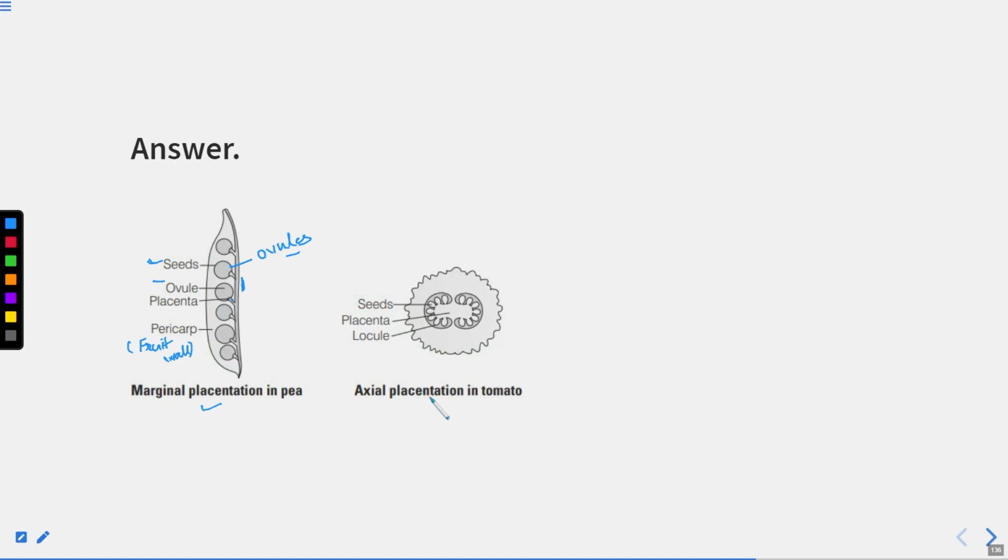Now let's talk about the tomato plant. In tomato plant, axile placentation is seen. Means the placenta is axile, or axial, and the ovules are attached to this axial placenta. That's why we have axial placentation in tomato. Now, here you can see these are the seeds, placenta you can see, and the locule.